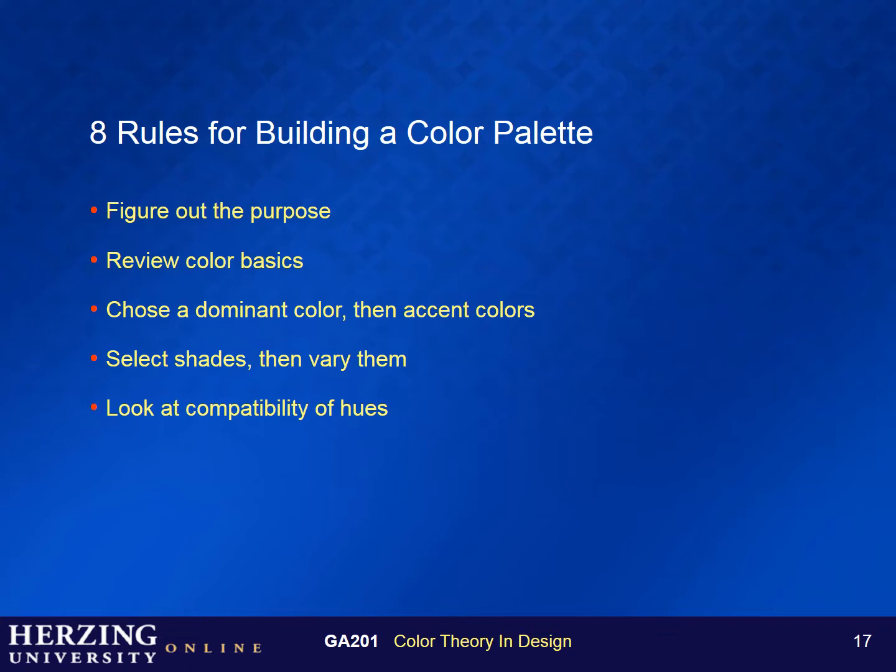Step 5. Look at compatibility of hues. Once your colors have been selected, evaluate their combined effects. Is there adequate contrast? Step 6. Limit the number of colors. In many cases, fewer colors have a more concise impact. 2 or 3 colors are often enough. Using 4 or 5 runs the risk of disrupting the overall unity of the project.